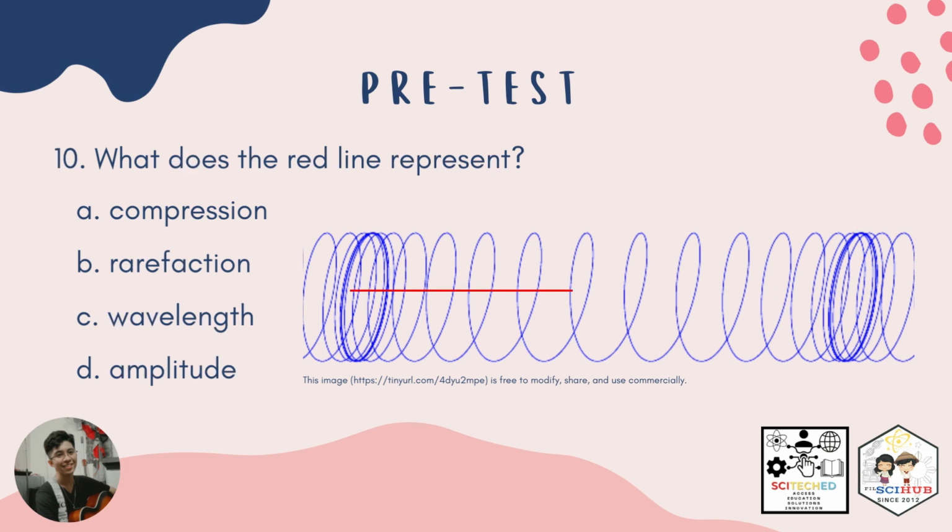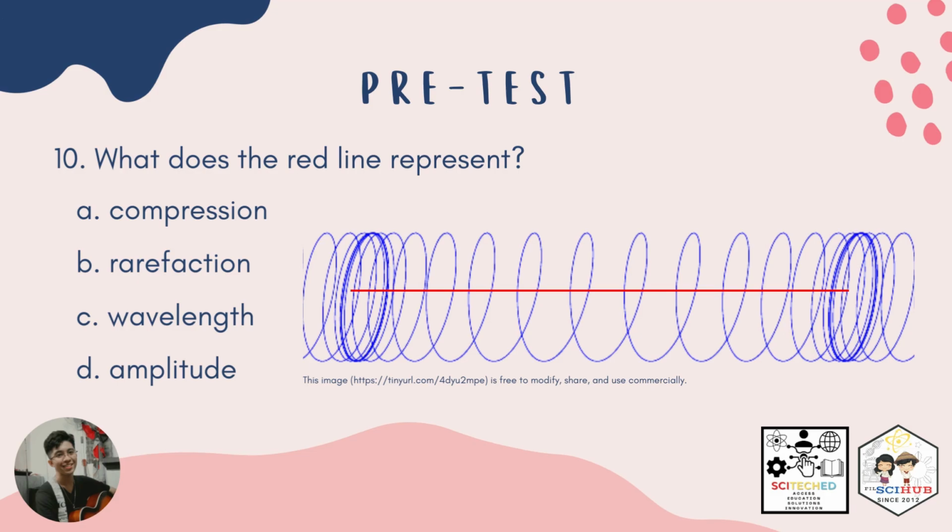Number 10, you need to look at the figure again. And what does the red line represent? A, compression, B, rarefaction, C, wavelength, and D, amplitude. Again, what does the red line represent? A, compression, B, rarefaction, C, wavelength, and D, amplitude.